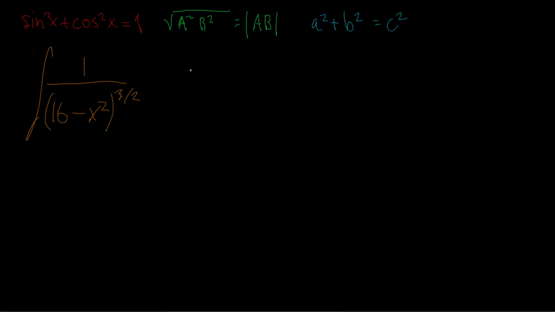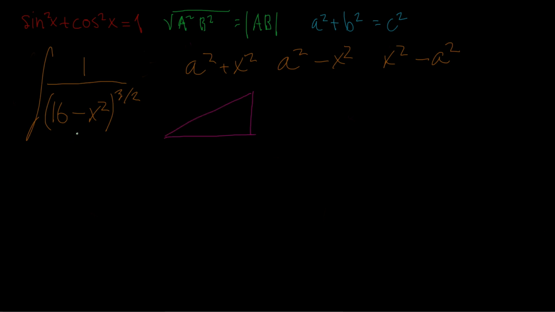So if that portion takes the form of a squared plus x squared, or a squared minus x squared, or x squared minus a squared, we can use our trigonometric identities and we can interpret that portion under the radical in terms of a right triangle and find a very convenient substitution. So we're going to do that right now.